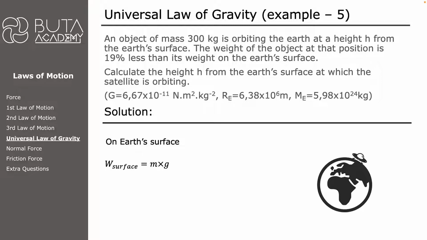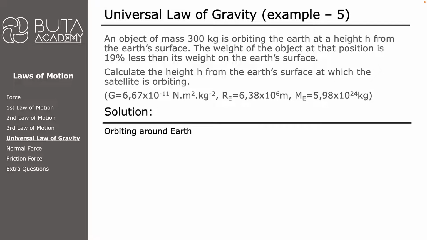Of course, we could use the formula for the gravitational force as well, and the answer would be slightly different, since 9.8 is the rounded value for gravitational acceleration. But in the memos of exam papers, both solutions and answers get you full marks. 300 multiplied by 9.8 is equal to 2940 newtons. Now let's calculate the weight while the object is orbiting around Earth.